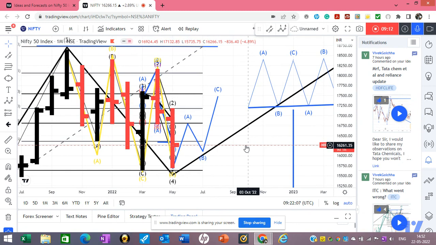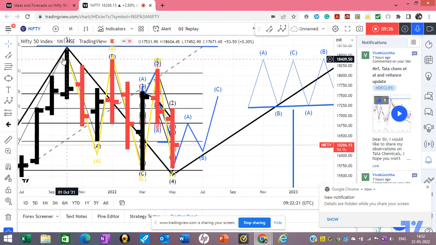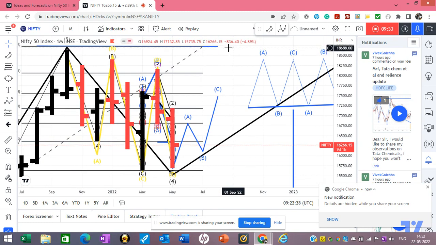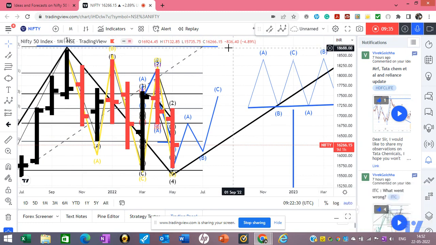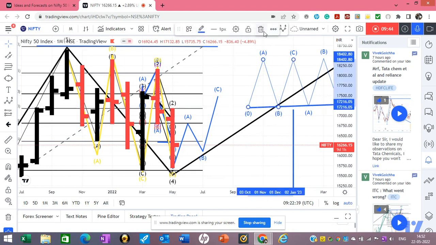So this is the only thing which is disturbing me, and this whole analysis is just for educational purpose. Personally, till Nifty crosses this upper mark, that is, it breaches the start of the first wave, I would not confidently say that Nifty is bullish. Then we can take a bullish trade. Right now, I would say that we are in corrections, and let's see what happens.